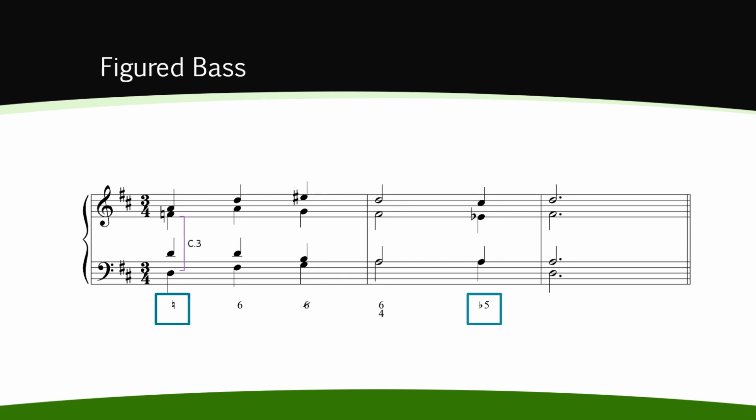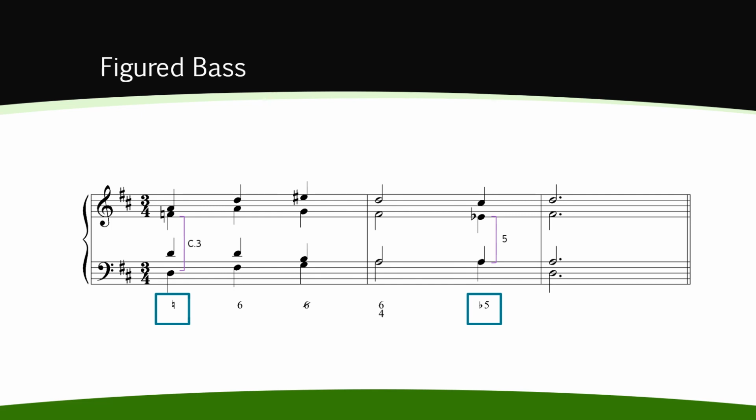In the penultimate chord, we see a flat next to a 5. This means to find the fifth above the bass note and to lower it 1/2 step. The bass note is A. A fifth above A is E. We need to lower it, so we've added a flat to it.